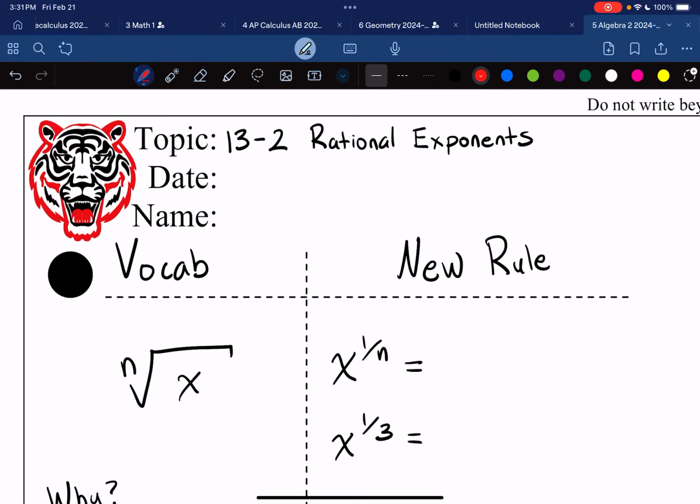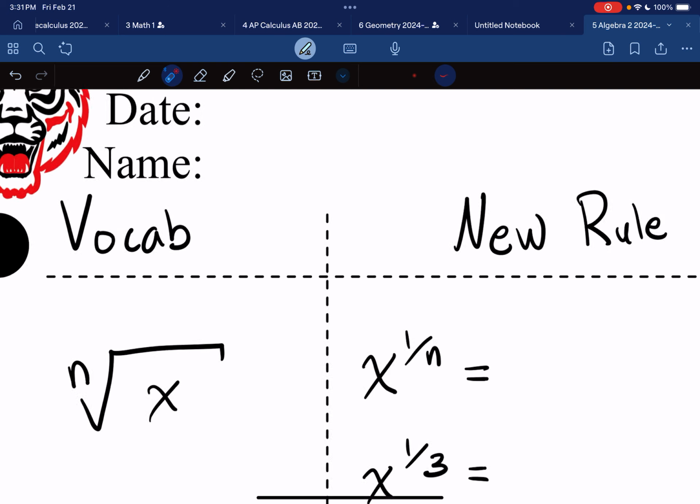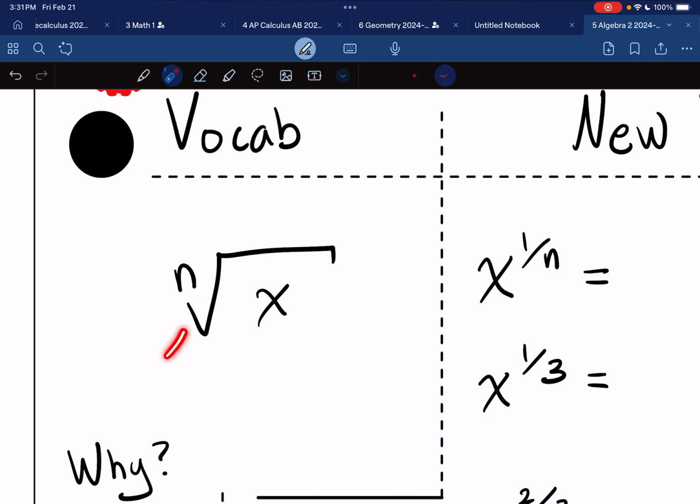This is Algebra 2, Lesson 13-2, Rational Exponents. Let's start off with some vocab. Whenever we have this square root symbol here, it's not really called a square root symbol. It's actually called a radical symbol. So let's go ahead and mark this up and say that this is called a radical symbol.